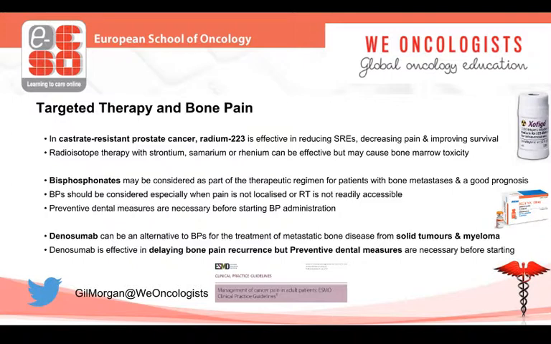Strontium is another option which takes between 1 to 4 weeks to start to reduce the pain. However, the pain relief may last up to 18 months.